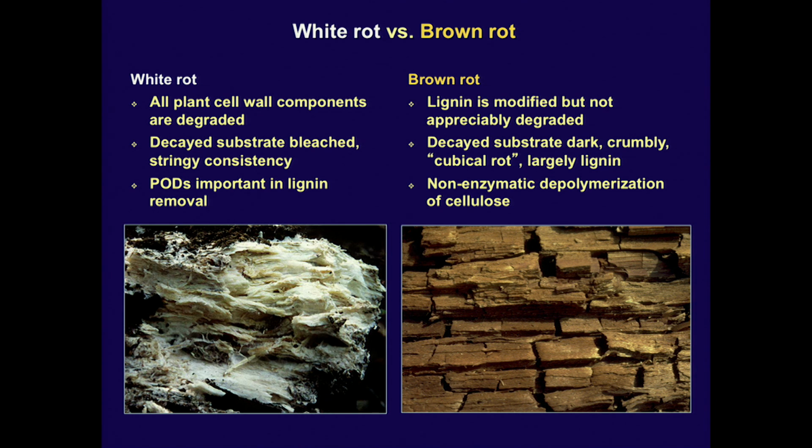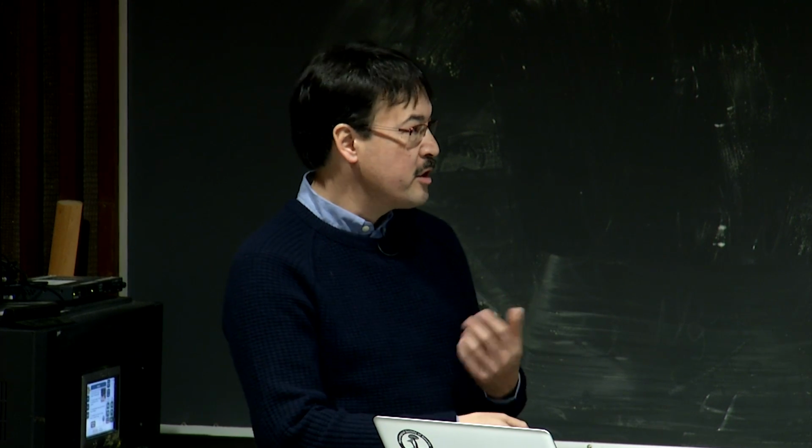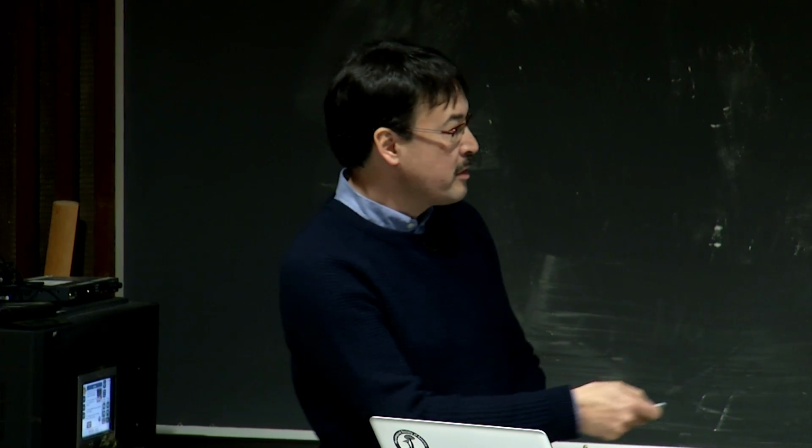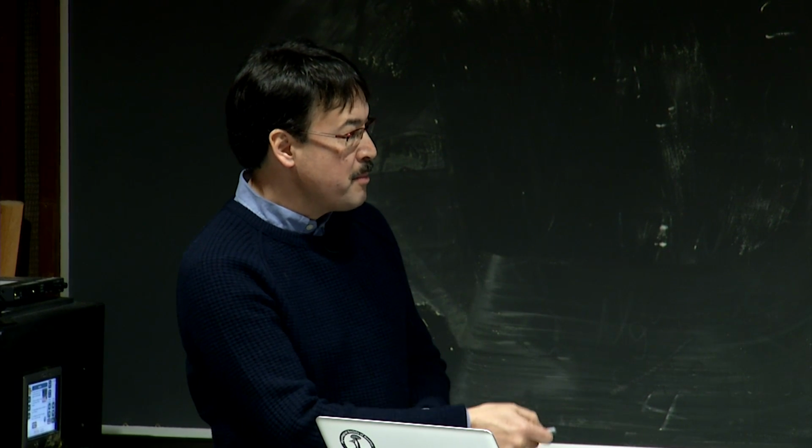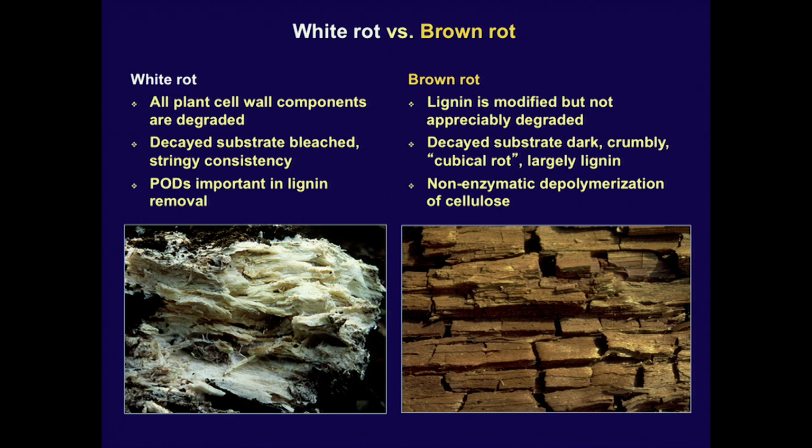Brown rot is this really elegant mode of decay where the fungi have figured out a way to circumvent lignin and use a non-enzymatic strategy for pulling out cellulose, for initiating depolymerization of cellulose. And so when the substrate is left over, that's mostly lignin. It's been modified, but left largely intact. This, in contrast, is mostly crystalline cellulose, the residues there.